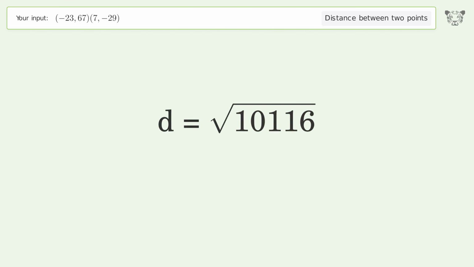And so the distance between the 2 points is the square root of 10,116, or 100.578.